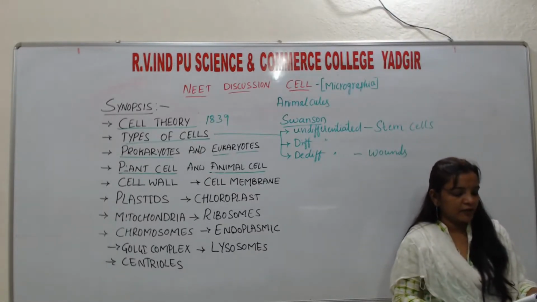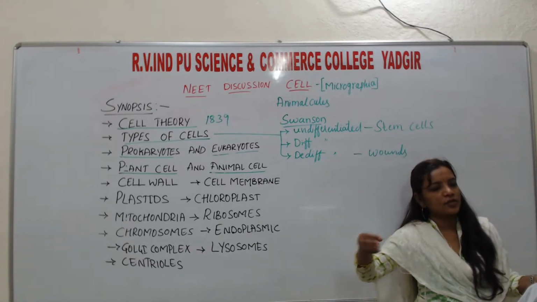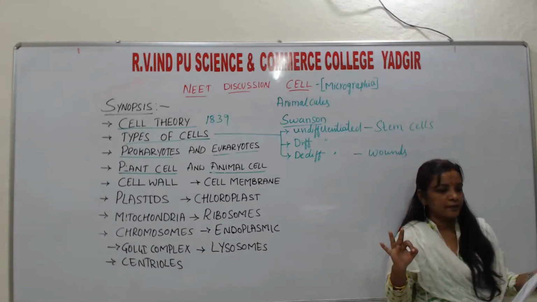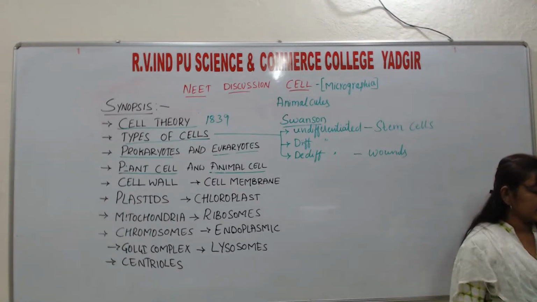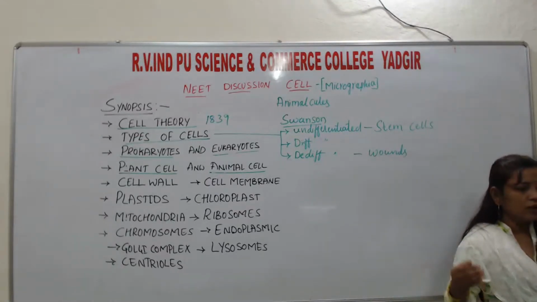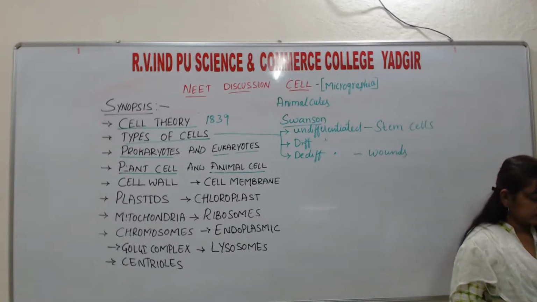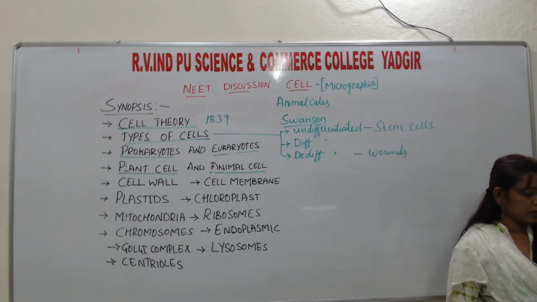After this, the cell wall will be in the form of filamentous. Flagella, the thread-like structure, is divided into three parts. What are they? That is filament, hook, and basal body, and it helps in locomotion.